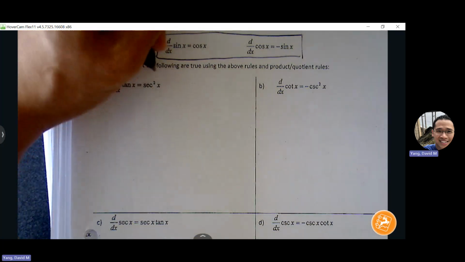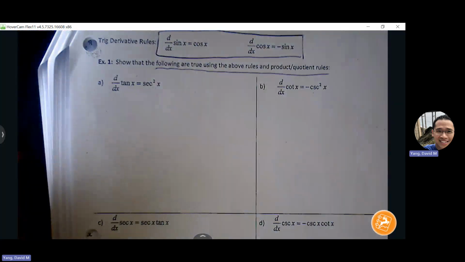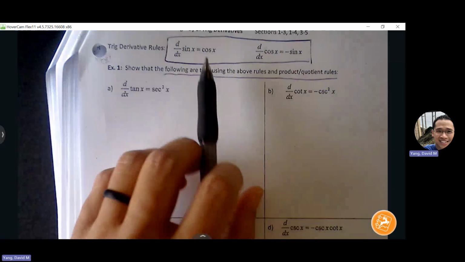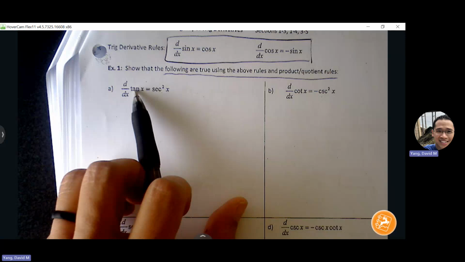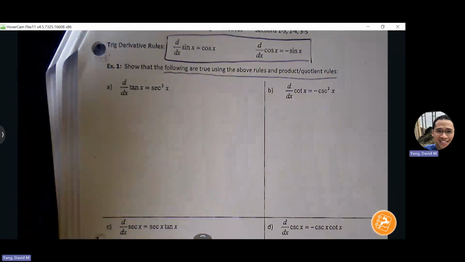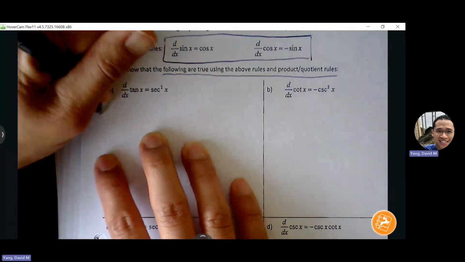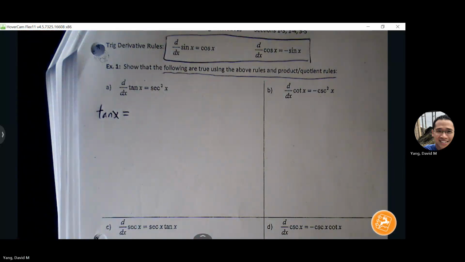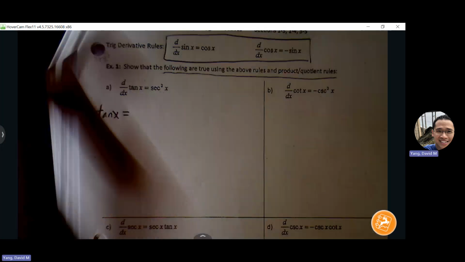Example 1 just says, show that the following are true using the above rules of product and quotient. So we're going to practice product and quotient rule, and we're just going to derive these rules simply by relying on these ones that we see above. Okay, so let's say we start off with tangent of x. Tangent can be represented as sine and cosine.